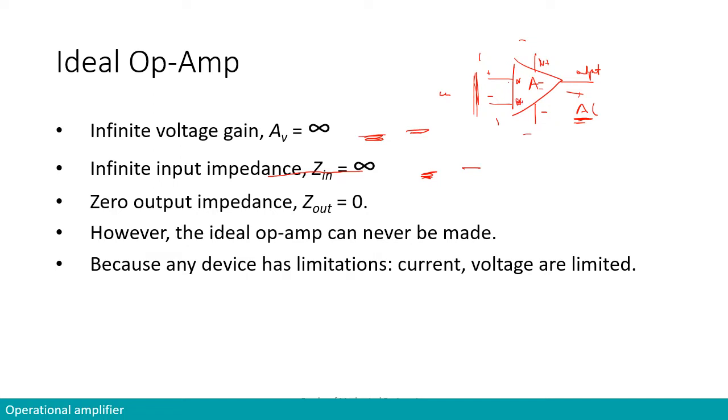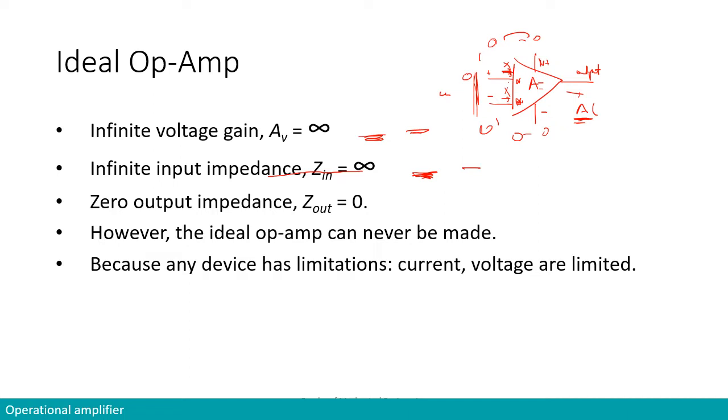Having an infinity input impedance means there will be no current that could get into the operational amplifier. No current will be able to get into the operational amplifier. Depending on the components that we arrange around the operational amplifier, it can do different operations. But nonetheless, there will be no current that can get into the operational amplifier because the input impedance is infinity.